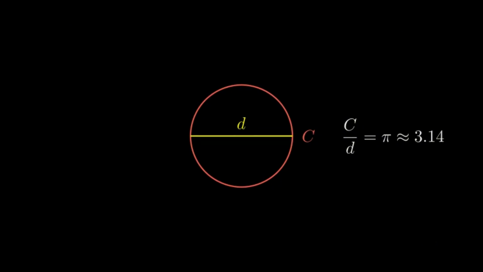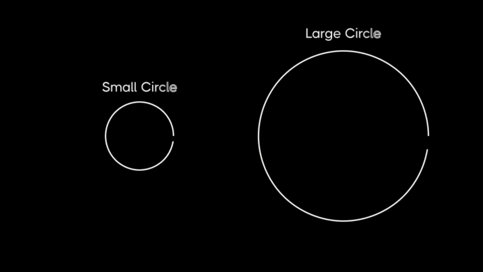This might seem like a simple coincidence, but it's actually a fundamental property of all circles. Let's verify this by looking at circles of different sizes to see if this relationship holds true. Here we have two circles of different sizes. Let's first measure their diameters.